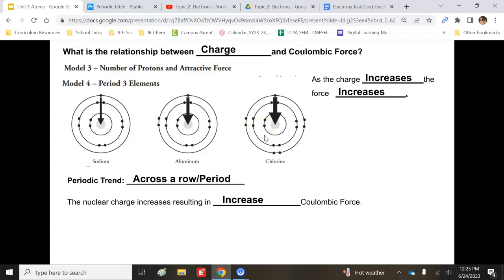Where did I get those numbers? I looked at the atomic number at the top of those boxes. So sodium again has 11, where aluminum has 13. So aluminum has 2 more protons that are pulling even harder on that electron in the outer level.